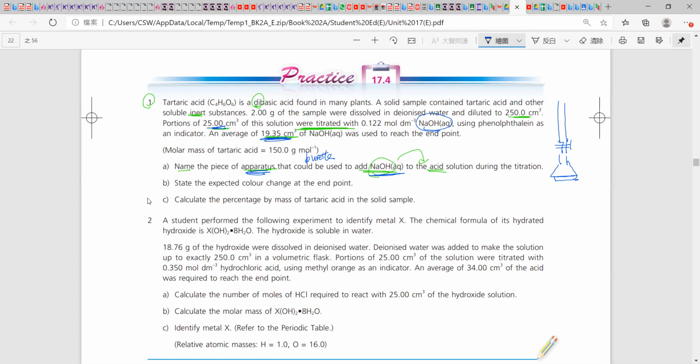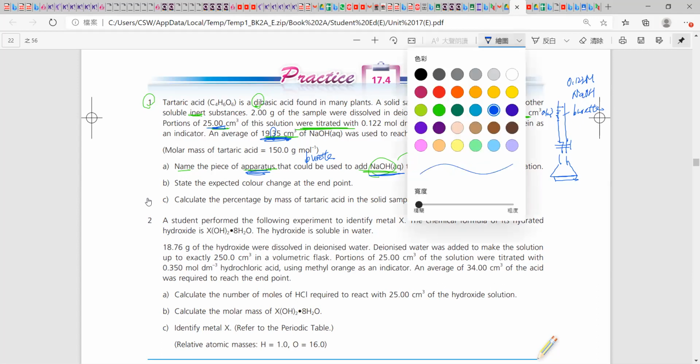Now take a look at this. The physical quantity stated has very high precision, 19.35, which means you need an apparatus with graduations as fine as 0.1 cm³. So this is the burette. The burette is the choice, and the NaOH is here. Only by putting it here would you have a volume as accurately measured as 19.35 cm³. So this is the NaOH on top.